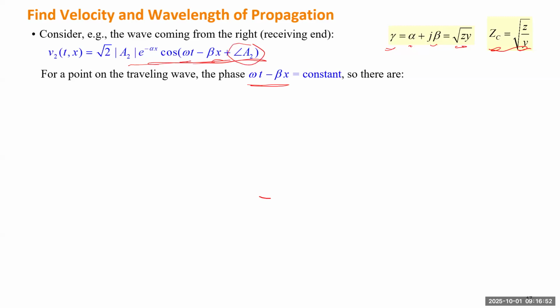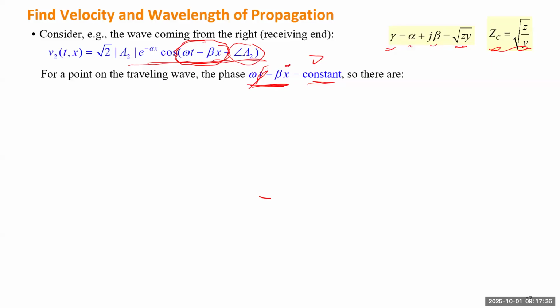So the A2 is constant for this case, only depending on the line parameters and the voltage and current at the receiving end. If this phase is constant, this expression will be equal to a constant number. We don't worry about what that value is. Let's take a time derivative of this equation on both sides. When you take the time derivative, this t will be gone, this x will become x star, and this constant will become 0. So you'll have an expression which is omega minus beta x star equals 0.